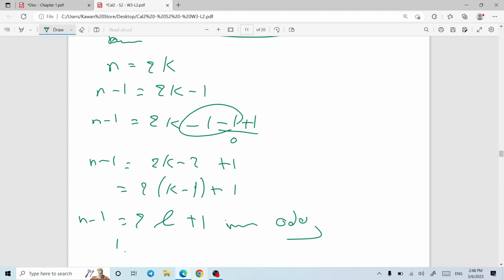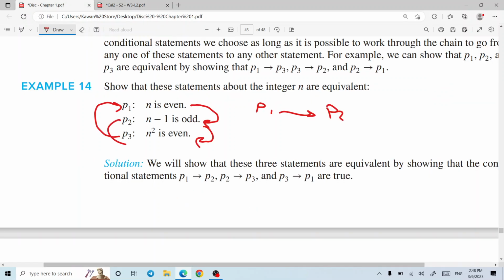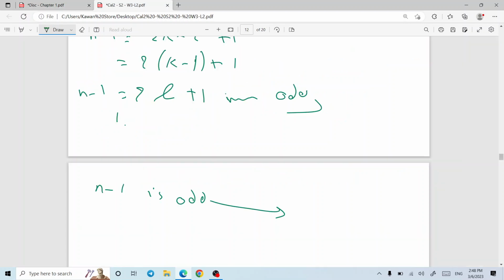Now, the second statement, what do we have? N minus 1 is odd. Show me P2 to P3: n squared is even. Understood, everyone? How do we show that one? This is your test. Answer.